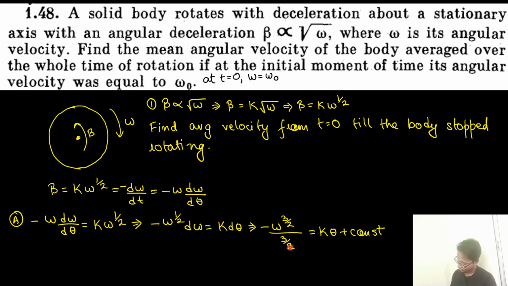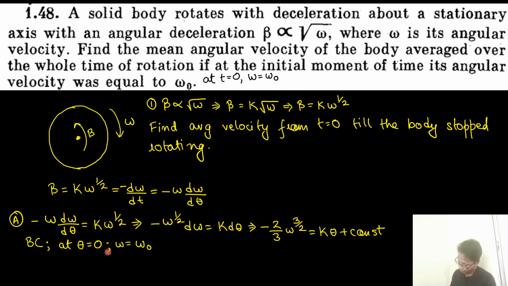Can I take this 2 to the top side? If I take this 2 to the top, it will become 2 by 3, so minus 2 by 3 omega to the power 3 by 2. Now let me put the boundary condition in this equation to find the value of the constant. At theta equals 0, that means at the start of rotation, the initial moment of time, what was the angular velocity? Omega naught. So theta equals 0, omega equals omega naught.